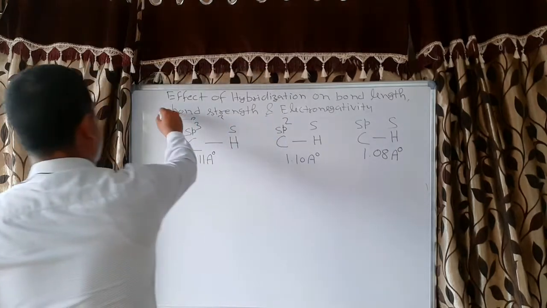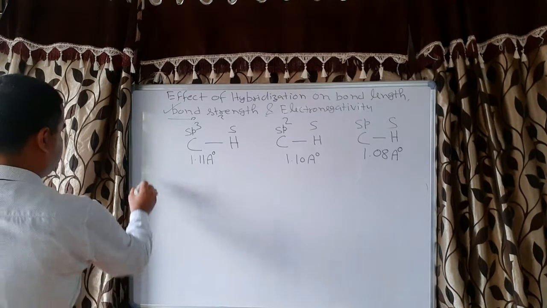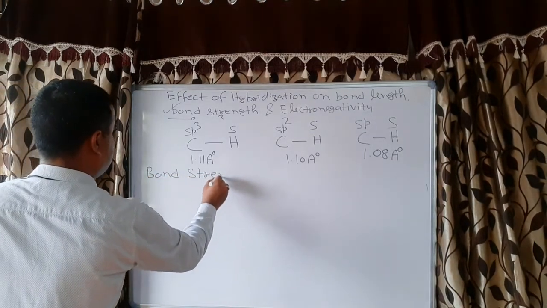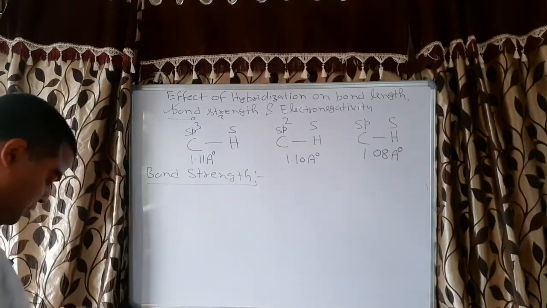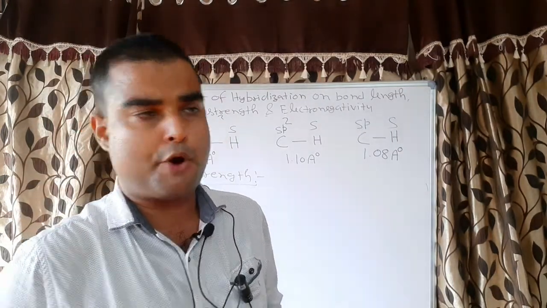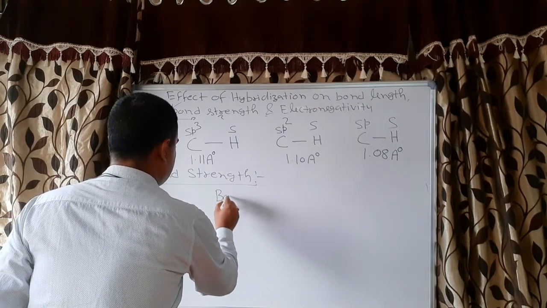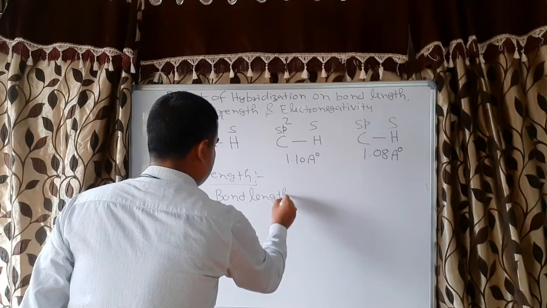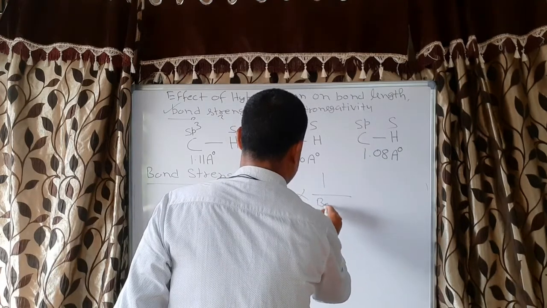So now come to bond strength. How does it depend on hybridization? Bond strength. Now as you know, bond strength is inversely proportional to the bond length. Bond length is inversely proportional to the bond strength.